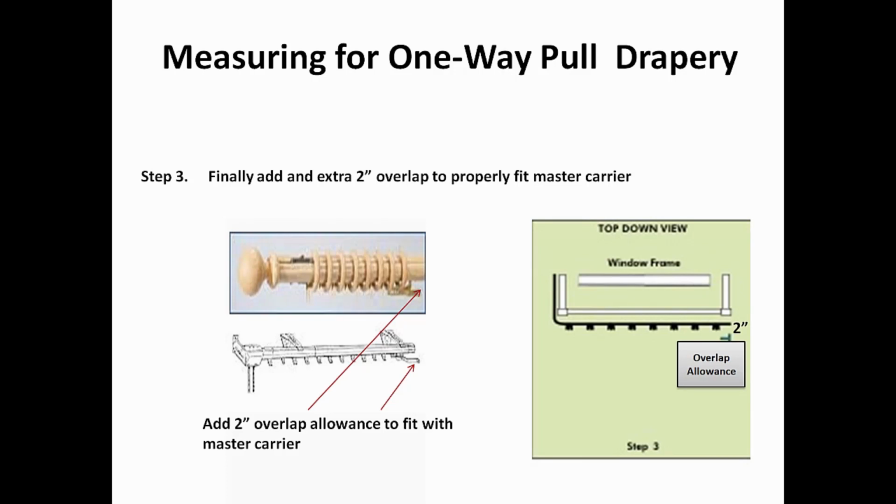So keep in mind, on a panel of drapery, there's no draperies that are crisscrossing, so you really only need one 2-inch overlap, and that's the amount that will go on the master carrier and just slide past the edge of the rod as shown.